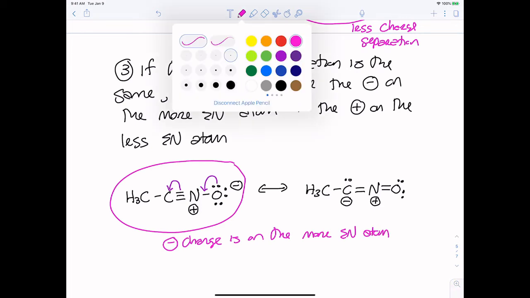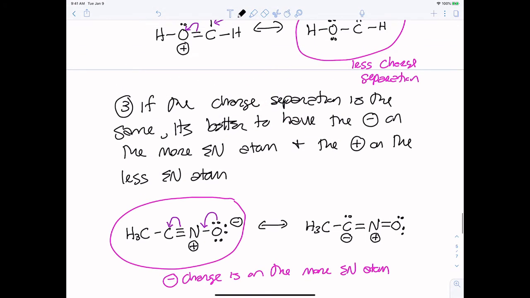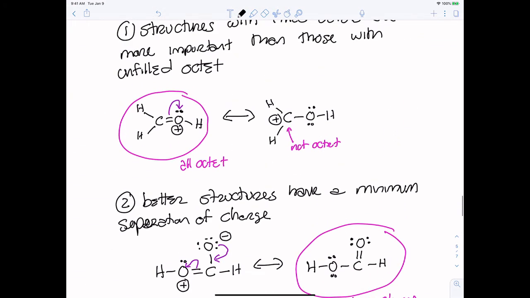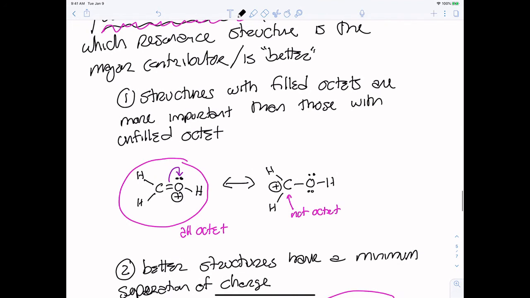Be careful if I go back up. Remember I said to take these rules in order? So I'm going to go up to my first example. This one right here. If you were to do this one based on the third rule, you're actually going to pick this one as your better structure because the positive is on the less electronegative atom. Here, the positive is on the more electronegative atom, and rule 3 tells us that we would like this one better.